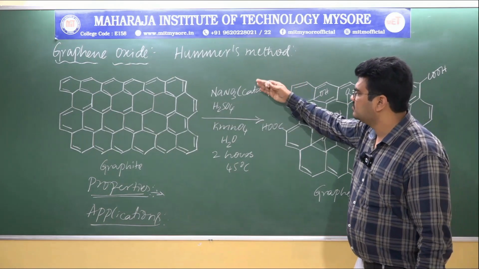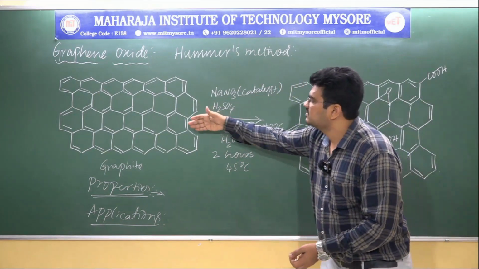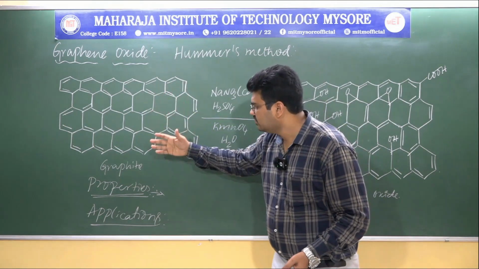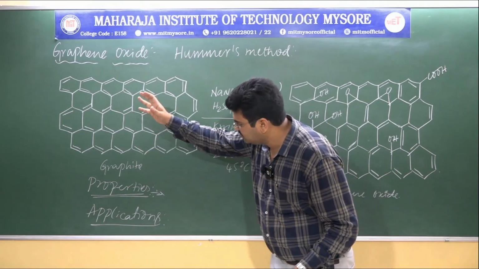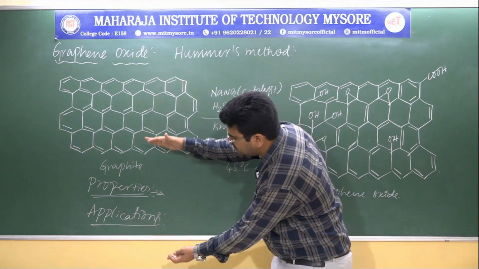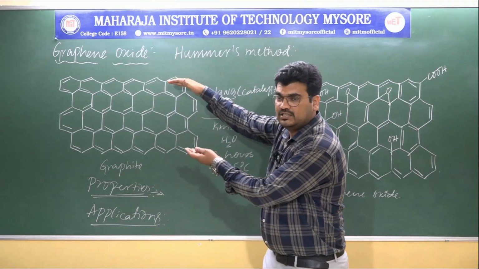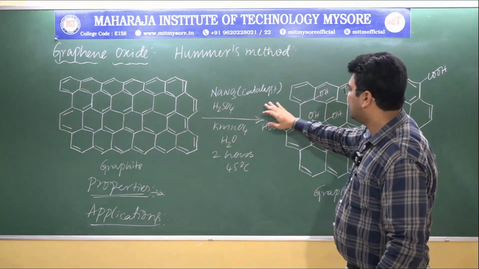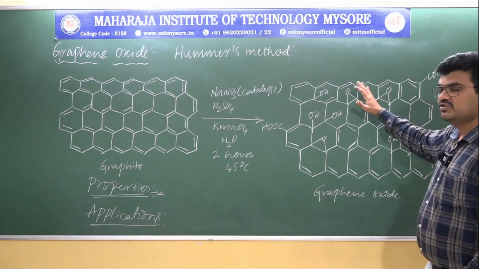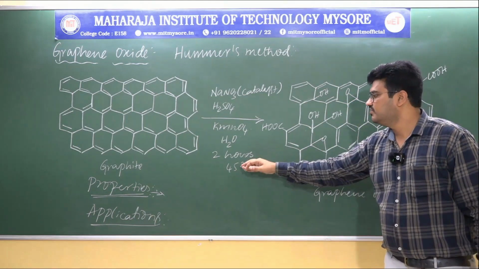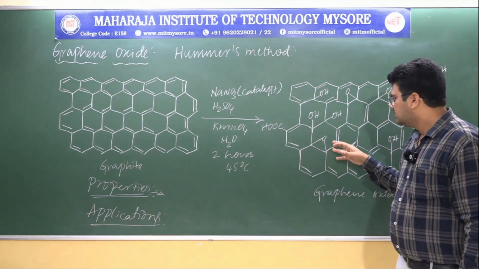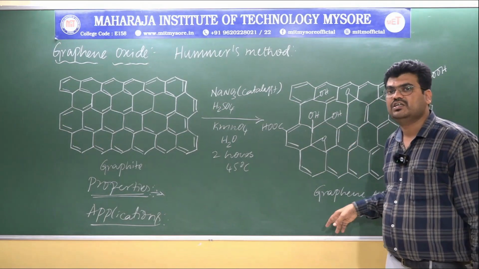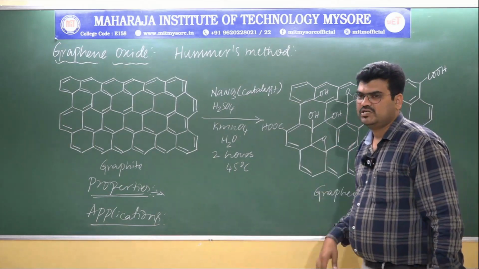If you oxidize using all these things, imagine this is one layer of carbon atoms. Likewise imagine one more layer, and one more layer, like that the atoms are stacked one after the other. We have to remove one atom layer out of this. That can be done by oxidation using these functional groups, and then subjecting it to ultrasonication by treating with water, you will get graphene oxide, and then if you subject it to reduction you will get graphene. So this is the explanation.